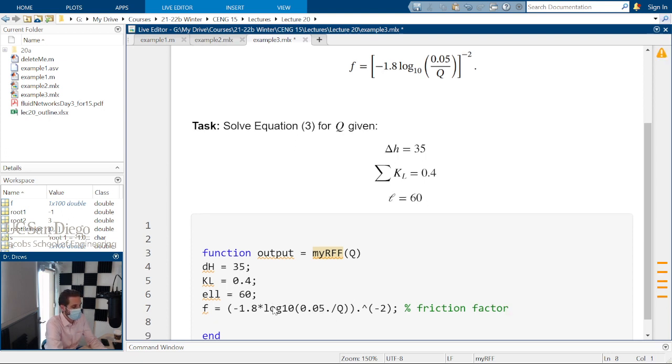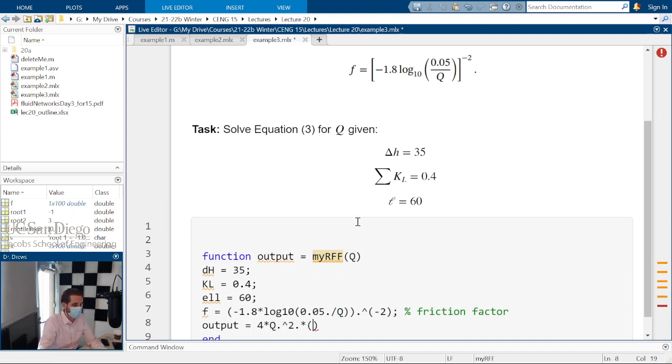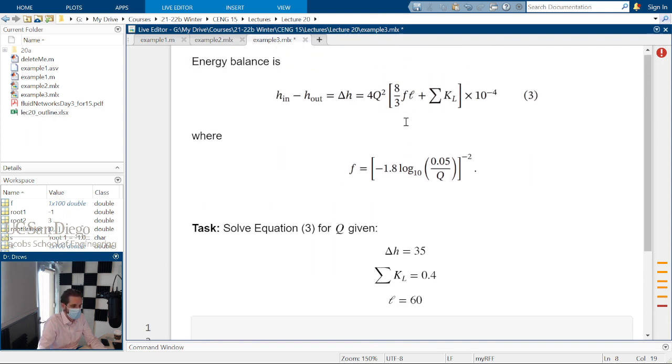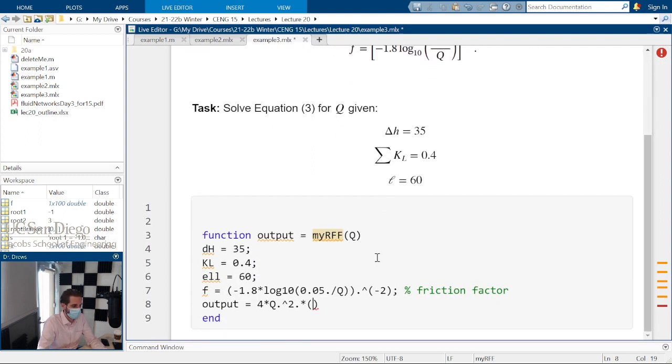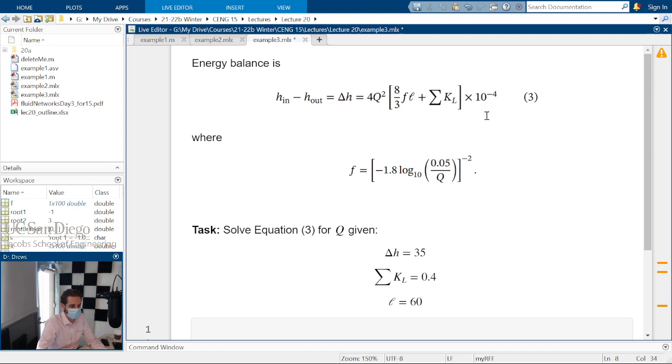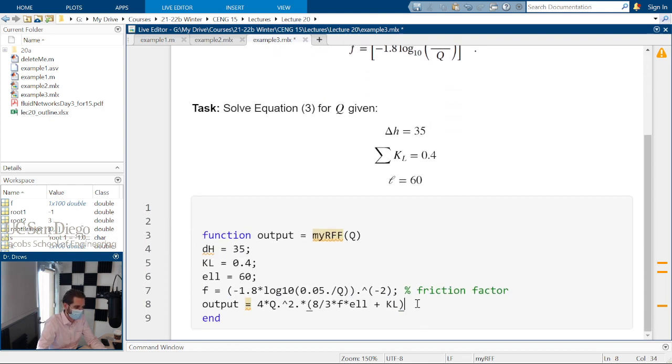Next, we need our equation in root finding form. So we need something like output is equal to a bunch of stuff, which should be something like 4 times q squared times a quantity of all that junk on the inside. So 4q squared and then 8/3 FL plus KL. So times 8 divided by 3 times F times L plus the KL terms. And then all of that has to be multiplied by 10 to the minus 4 because that's the factor that's coming along at the end. So we'll say times 1e to the minus 4.